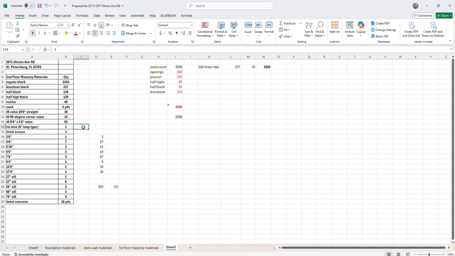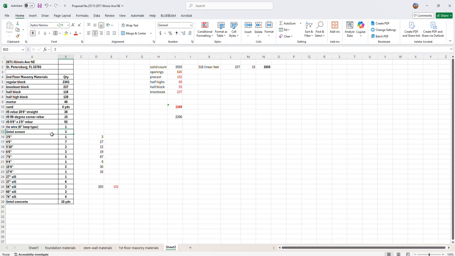And then tie wire, obviously, it's just one row. 6 inch loop type. This is the smaller one. They have a bigger one, it's 8 inch, but you're not tying a bunch of rebars together. So you get the 6. That's why I always get the 6 inch loop. And every house is usually one row. You never go more than one row for a house. You're always going to have leftover.